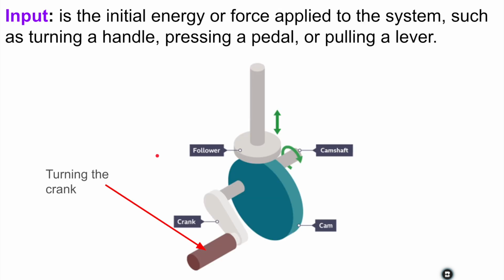So let's look at the input. So the input is the initial energy or force applied to the system, such as turning a handle, pressing a pedal, or pulling a lever. So for instance, on this offset cam right here, we would turn this crank. That's the input. The input is you turning this crank.